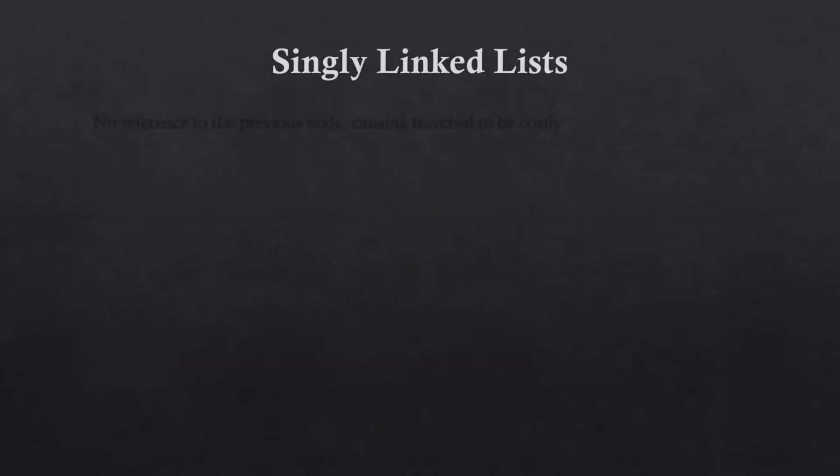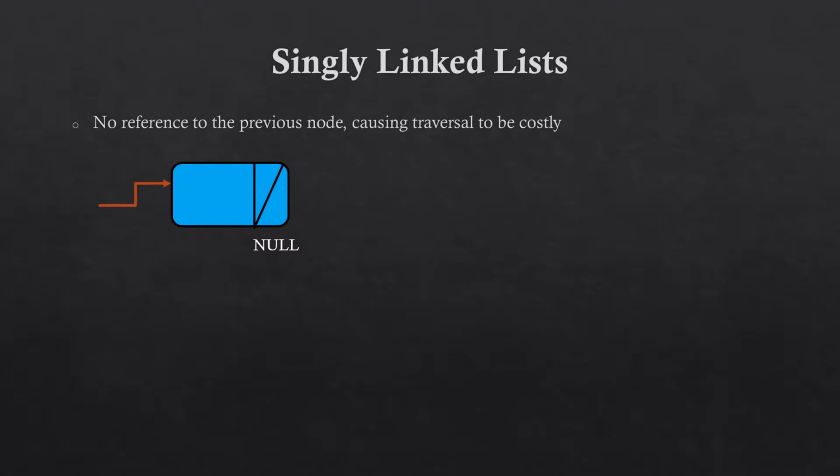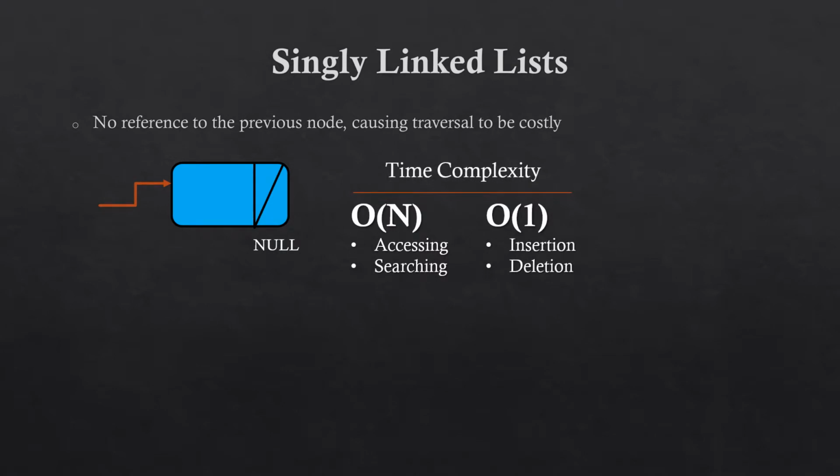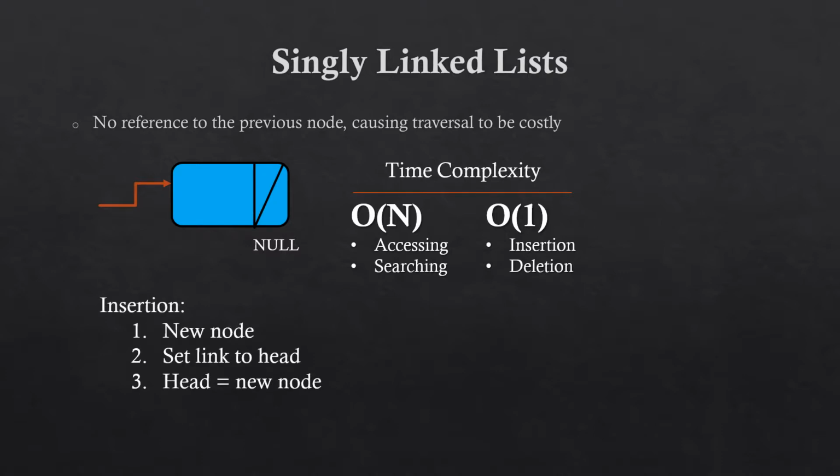A singly linked list is a list where the node only points to the next node, making traversal costly. In terms of its time complexity, its run times are bounded for the following operations. Following the steps for insertion and creation of the node, we link it to the head and assign the head as the node.